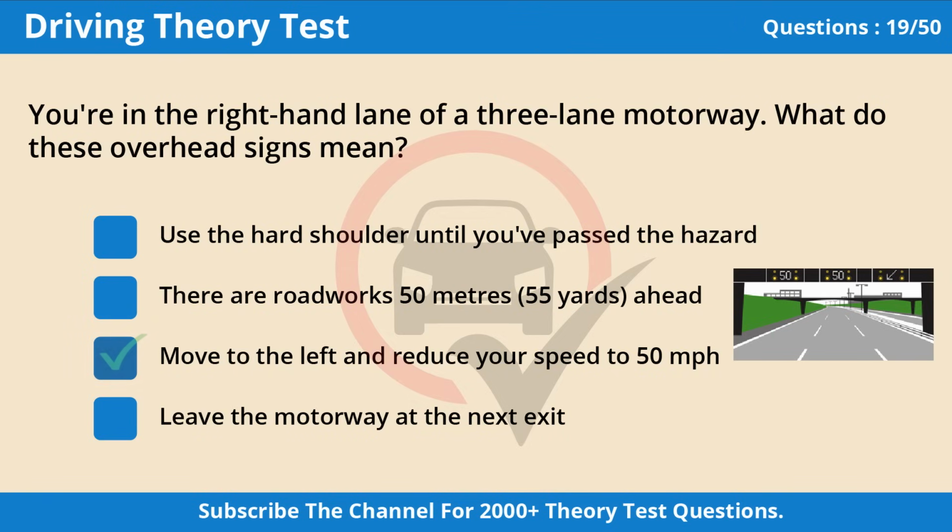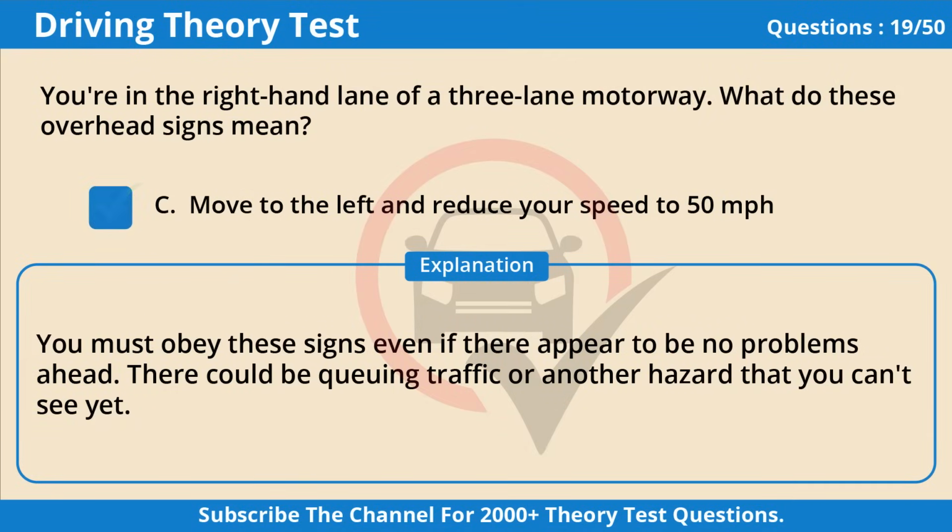C. Move to the left and reduce your speed to 50 miles per hour. You must obey these signs even if there appear to be no problems ahead. There could be queuing traffic or another hazard that you can't see yet.